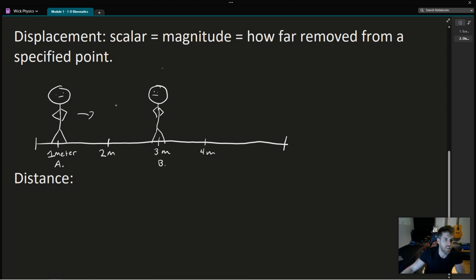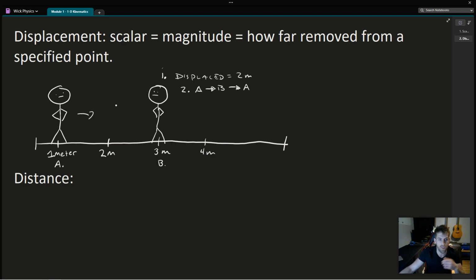So we can say that the displacement is 2 meters. Now, what if I can pose a question here? What if we traveled, or this person traveled from A to B back to A? What is the displacement? So this is question 1. Question 2 will be A to B back to A.